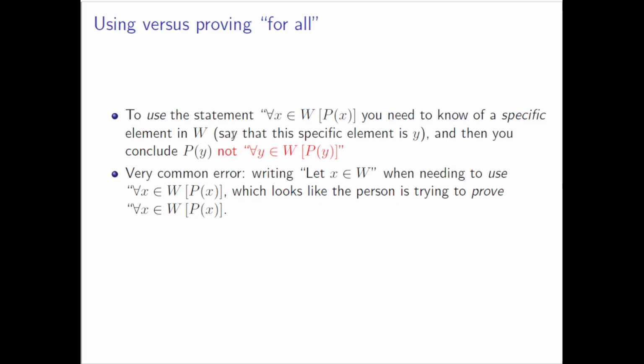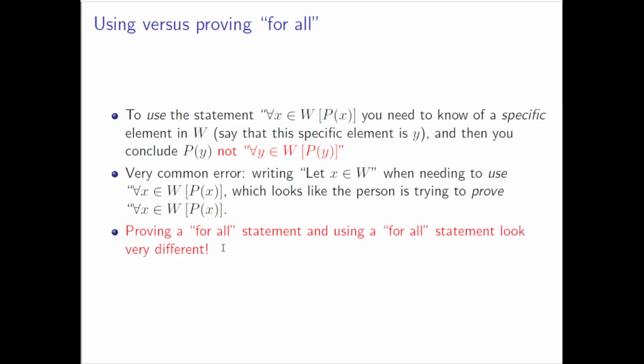So it's a very common error, by the way, when you need to use this statement for people to write let x in W, right? But if you need to use this statement here, writing let x in W looks like the person's trying to prove this statement. Okay? So it's not let x in W. That's the instruction to the reader to pick from W any element they want. Instead, you need to already have a specific element of W, which over here was called y, and then you get to conclude something specific, right? Instead of having this overly generic statement. Okay, and again, proving a for all and using a for all look very different.